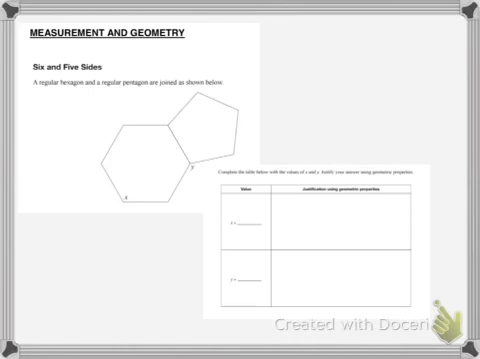The last problem I will do with you is measurement and geometry. In this problem, a regular hexagon, which is this, the hexagon, and a regular pentagon are joined as shown below. Complete the table below to find the values of x and y. I'm not going to use a chart, so I'm going to explain on the side with all the geometric properties that you need to know.